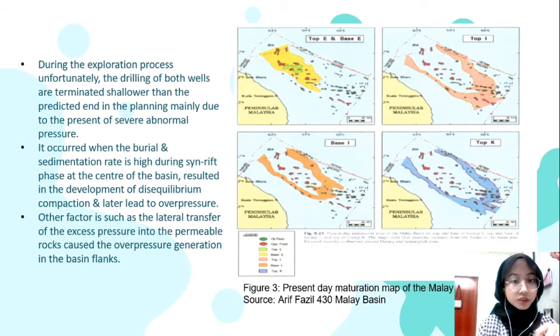However, during the exploration process, both wells were terminated shallower than the predicted end in the planning, mainly due to the presence of severe abnormal pressure. It occurs when the burial and sedimentation rate is high during the sag phase at the center of the basin, resulting in the development of disequilibrium compaction and later leading to overpressure. Other factors such as the lateral transfer of excess pressure into permeable rocks cause overpressure generation in the basin flanks. On the right side are examples of groups that exist in the Malay Basin, such as top E and base E, top I, base I, and top K.